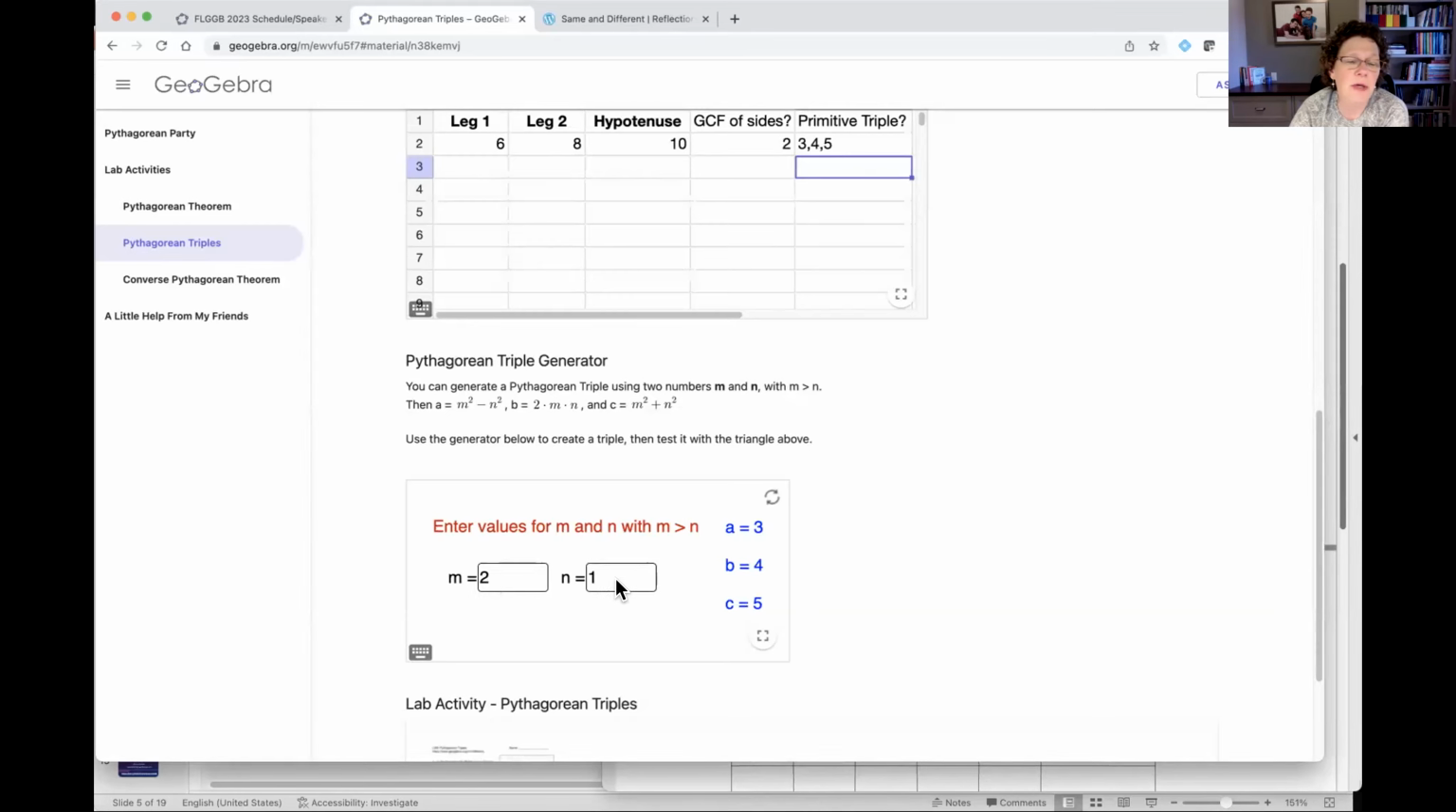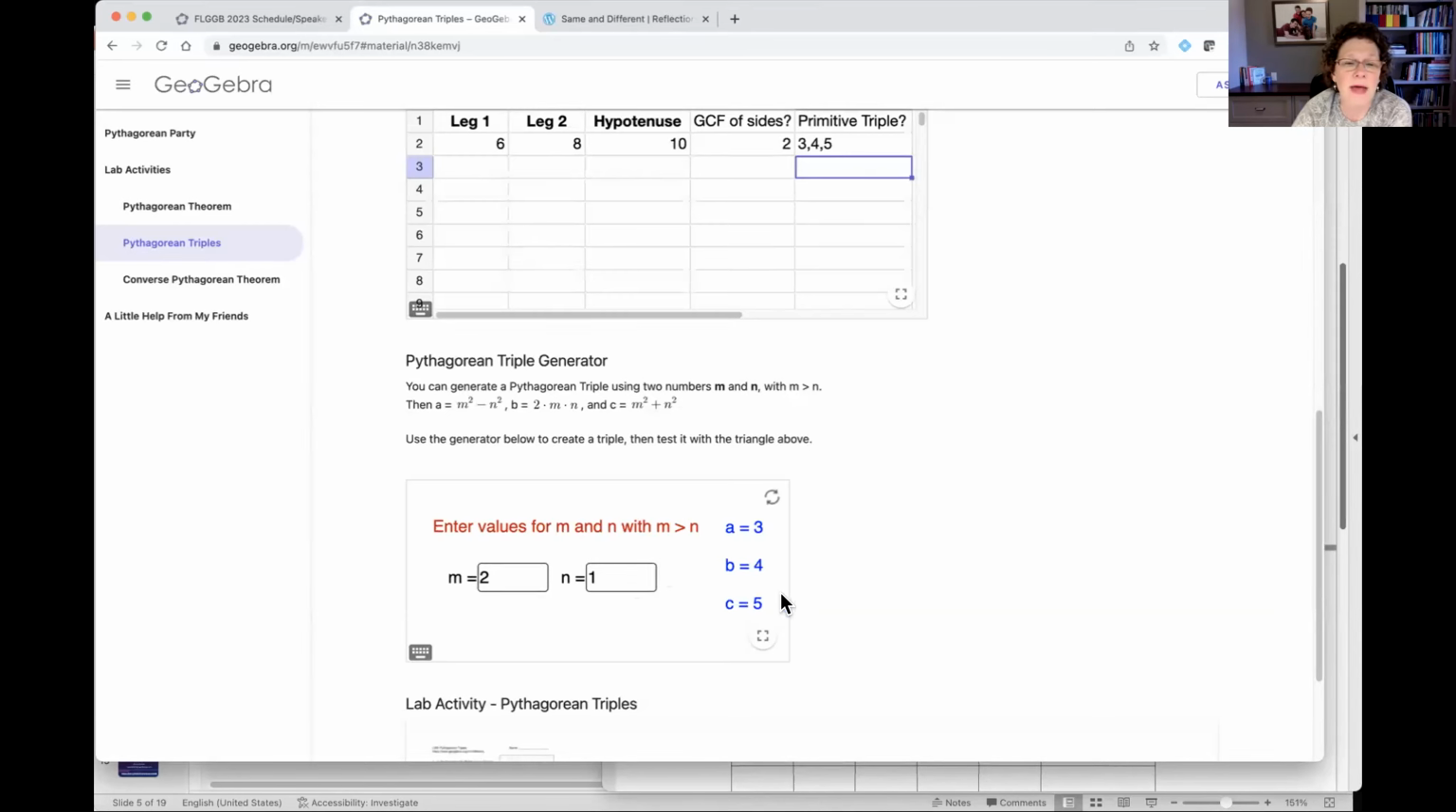I began with m equals 2 and n equals 1, and that generated 3, 4, 5. If I change my m to 3, we now get 8, 6, 10. So this generator won't always generate a primitive triple. If I do 3 and 2, now we have 5, 12, 13. You can see what happens if we mix up our order and put n as a larger number, we get some negative value. If we use the same numbers, we get a 0 value.